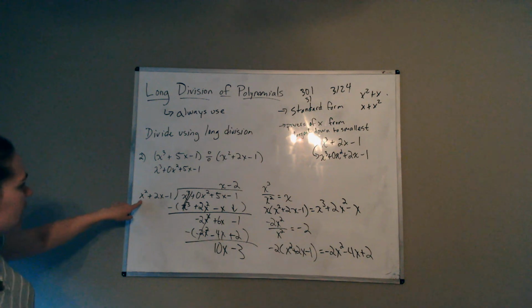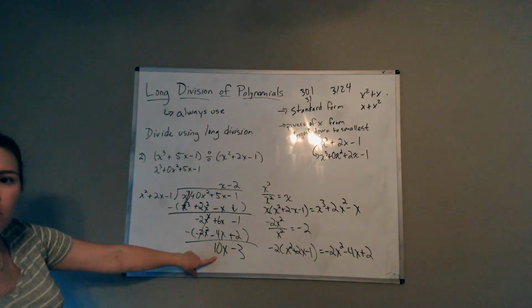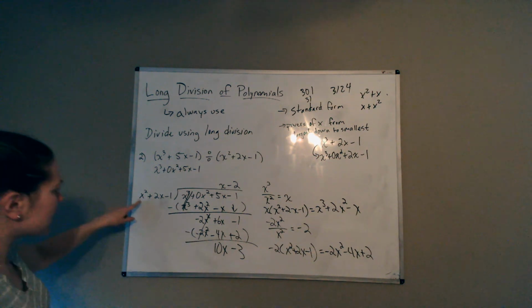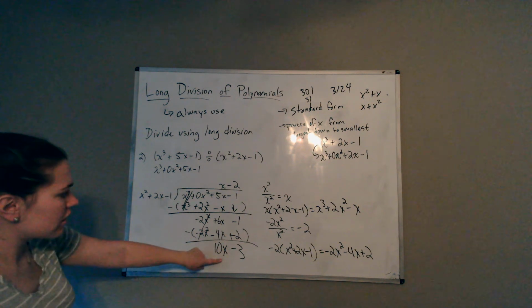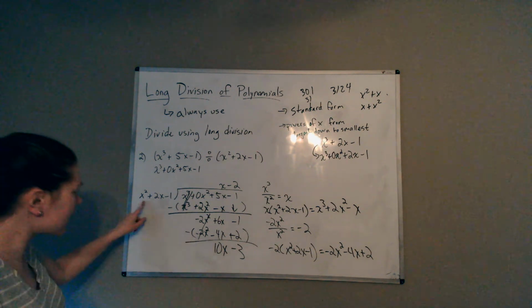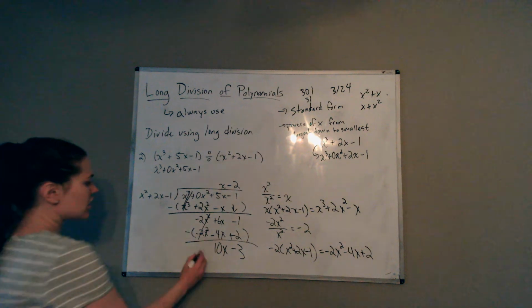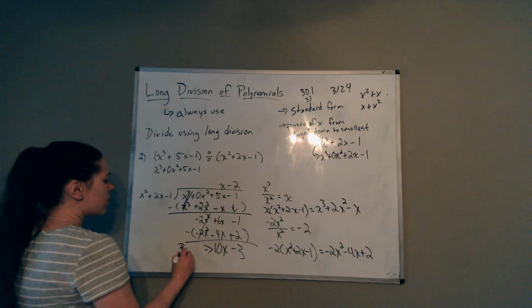How many times does x squared go into 10x without going over? Okay? X squared has a larger power than 10x. Therefore, x squared can't go into 10x. So this is all the remainder.